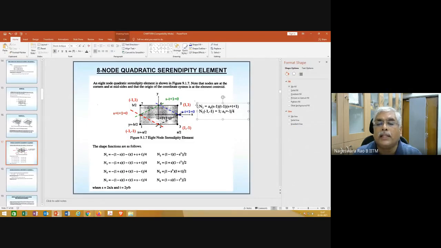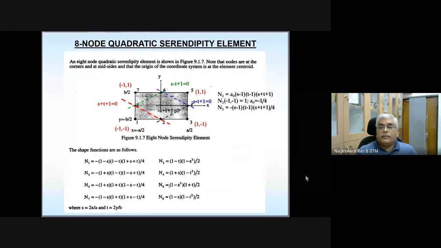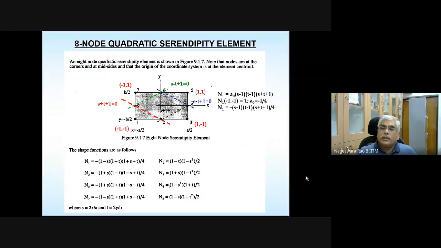So now if that is the case, then I can easily write N1 is equal to... Is this clear? How the expression for N1 is derived?